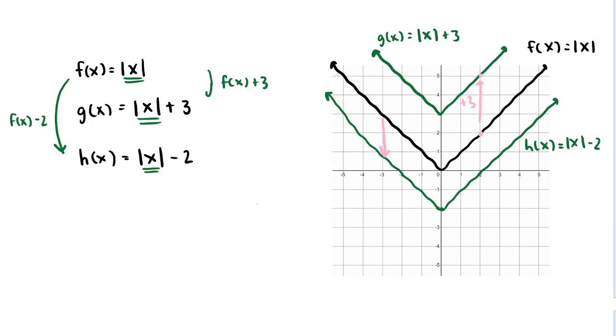And so in general, if we add some number onto the end of our function or subtract a number from the end of our function, what this does is just shift the graph of our function up or down that many units.